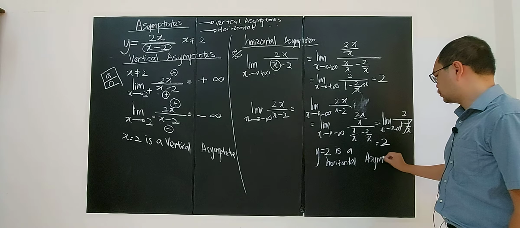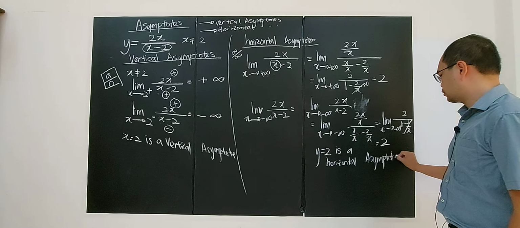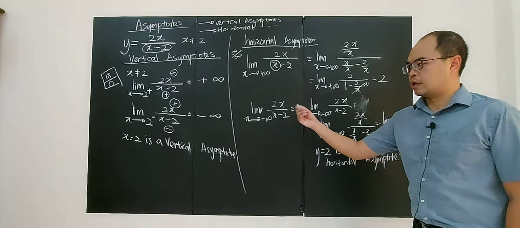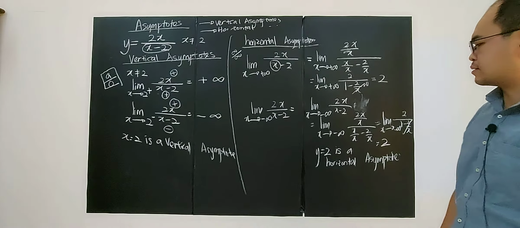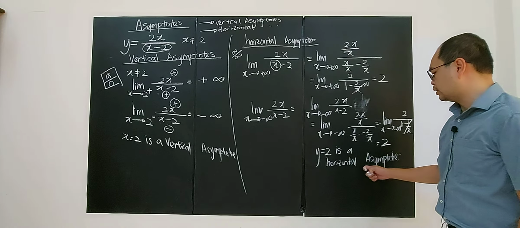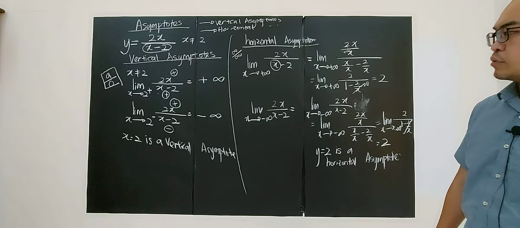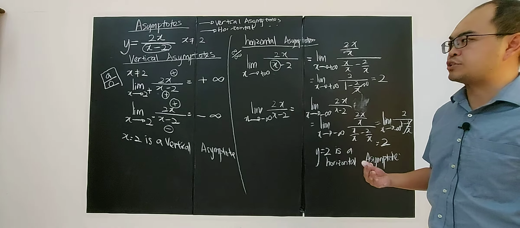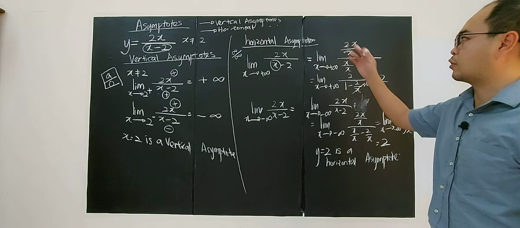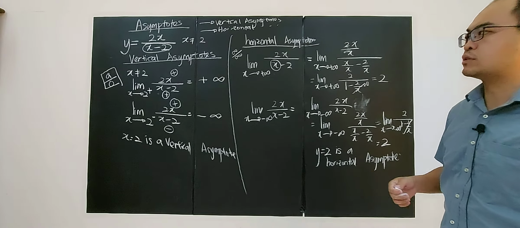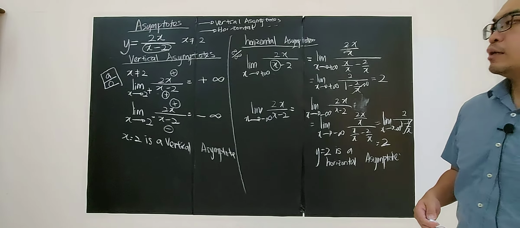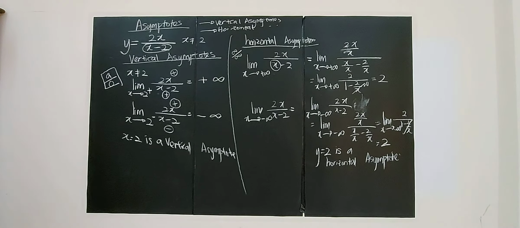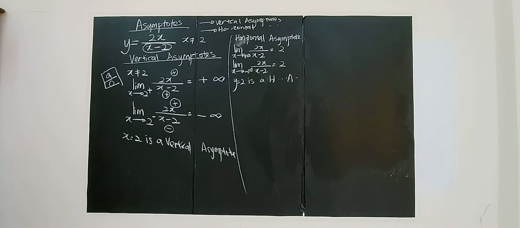Alright. So we have x equals 2 as our vertical asymptote, and y equals 2 as our horizontal asymptote. In this video, I'm going to talk about the extra knowledge of using the vertical asymptote and horizontal asymptote in helping me sketch a graph. Alright, let's continue the video with sketching the graph.